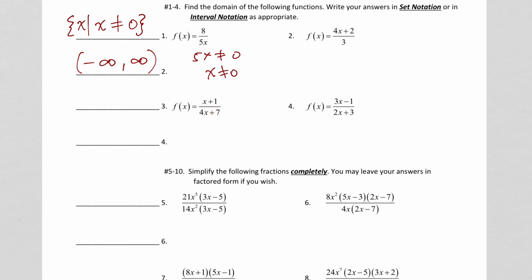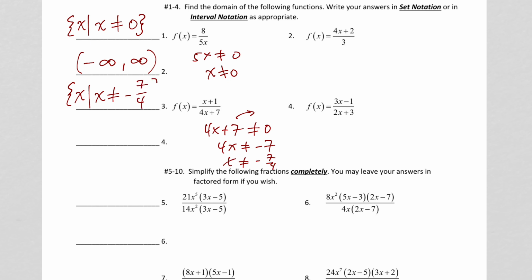You could write this out like 4x plus 7 cannot be equal to 0, so that means that 4x cannot be equal to negative 7. So x cannot be equal to negative 7 over 4. So it's all the values of x such that x cannot be equal to negative 7 over 4.